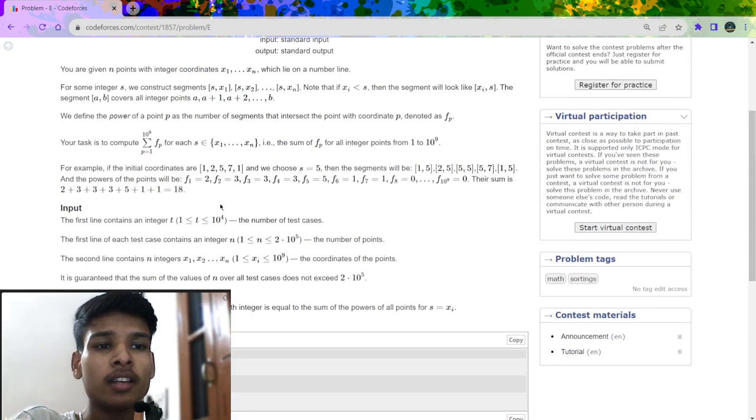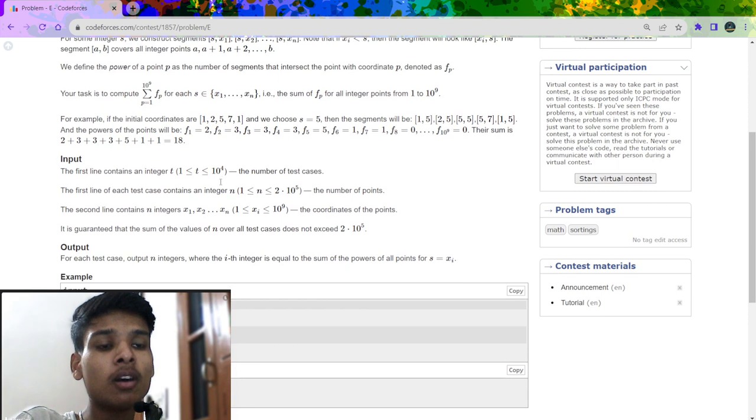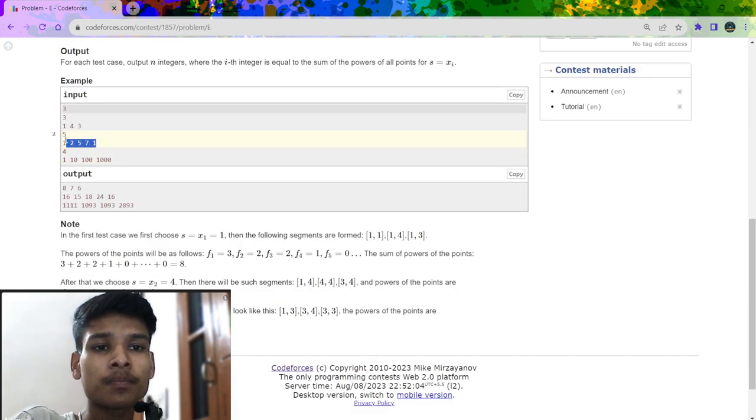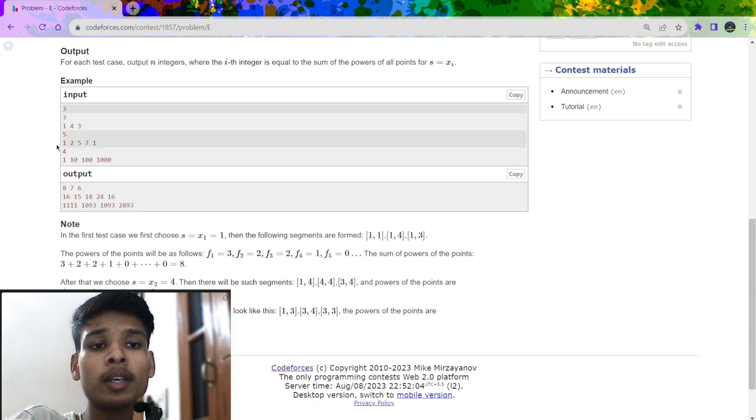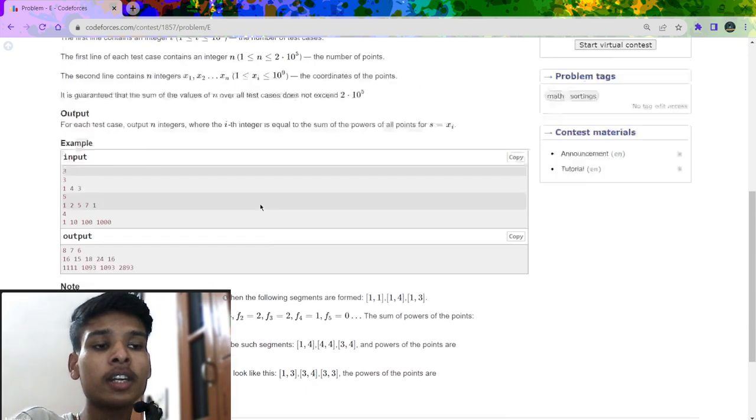Now the problem says we have to choose every number from 1 to n, calculate all the segments from that number to all the other elements, and tell for every element the sum of the occurrences from 1 to 1e9. For example, in this case, if I choose my element as 1, then my segments will become 1 to 4, 1 to 3, 1 to 2, 1 to 5, 1 to 7 and 1 to 1. The sum of occurrences from 1 to 7 in those segments is equal to 16. I hope the problem statement is pretty much clear to you. So now let us begin with the solution.